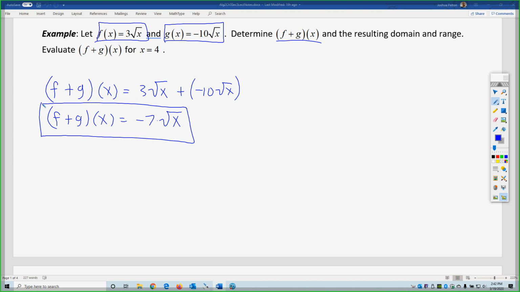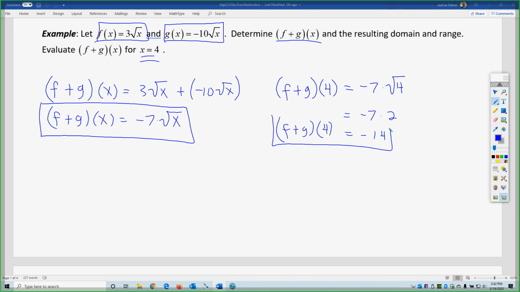So this also wants us to do an example, which is f plus g of 4. And what's a specific example? There are many values of x. This is just one example. So we get negative 7 root 4, which equals negative 7 times 2, which is negative 14. So f plus g of 4 is negative 14. So at 4, we're at negative 14 essentially.